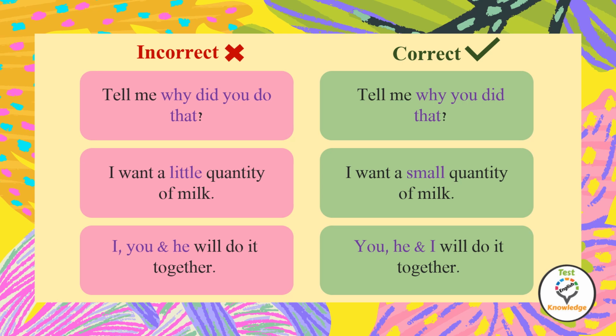You and he will do it together. You, he and I will do it together. I is always used at the end of the group of subjects. For example, you and I. It's not I and you. It's you and me. You and I. So I is always referred to as the last of the pronouns.